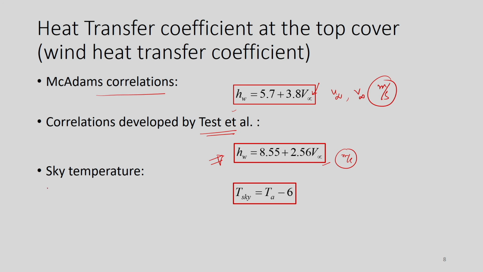So, if I am interested to calculate the sky temperature, then normally we use this correlation. T sky is Ta minus 6. Normally it is assumed that it is less than ambient temperature. So, Ta minus 6. If we deduct 6 from the ambient, then what we will get is a sky temperature, right.